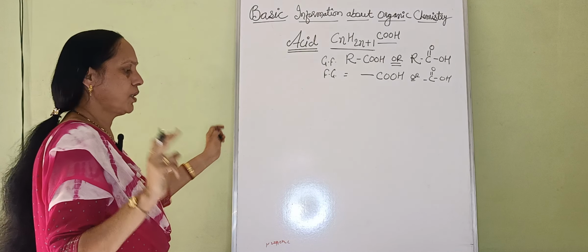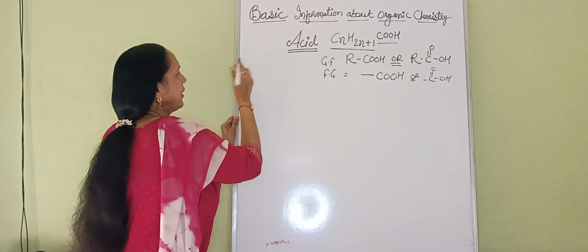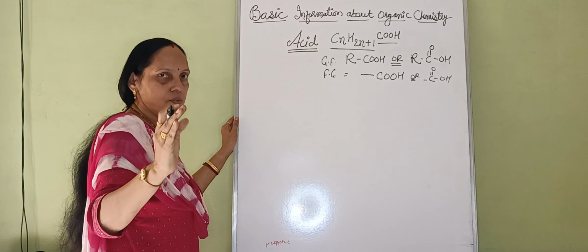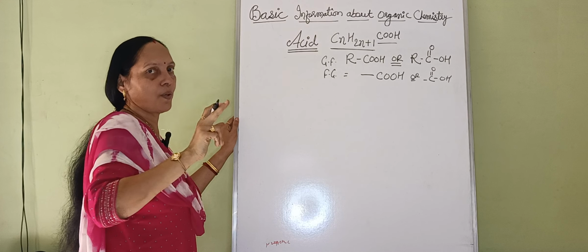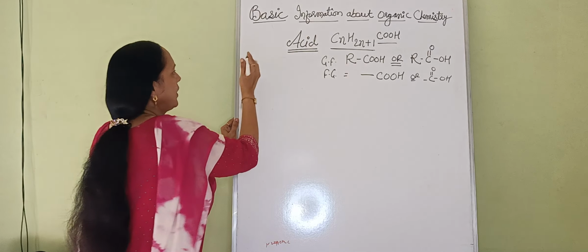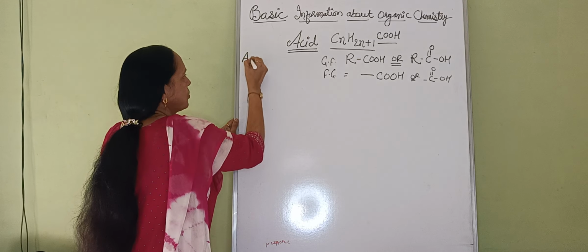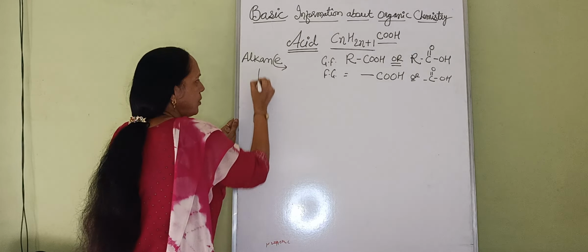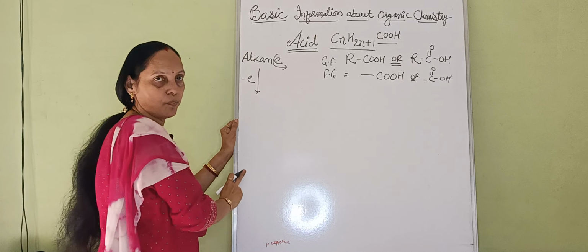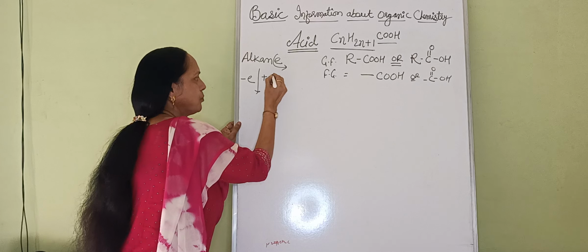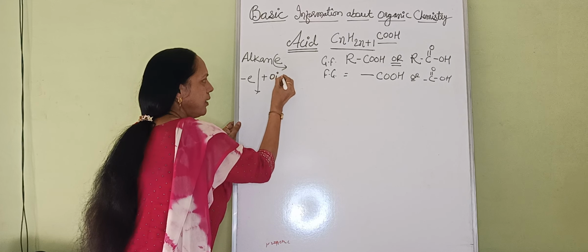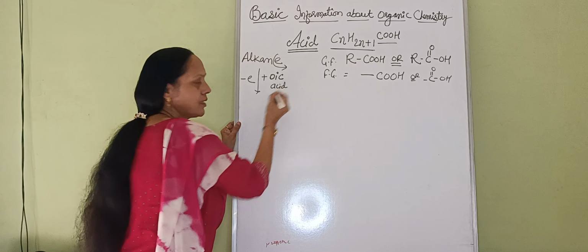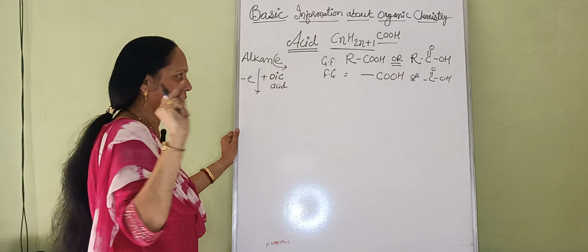Now we will think about the nomenclature. We have seen that each and every organic compound depends on the first family member, alkane. So if we consider the alkane, the ending E is replaced by OIC acid.